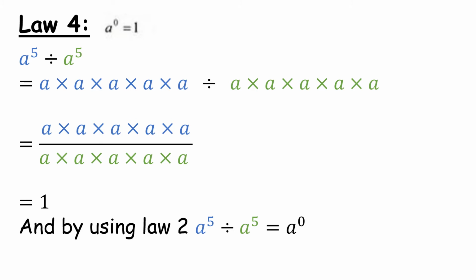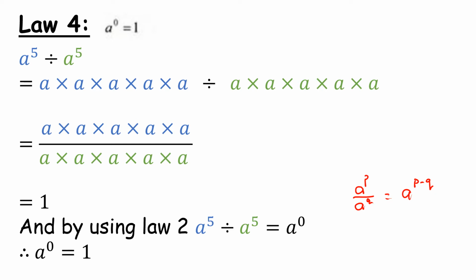So just remember, law 2 was a to the power of p divided by a to the power of q is equal to a to the power of p minus q. So to divide, we would subtract our powers. So what we're seeing here is, by using what we already know about division, any number divided by itself is 1, and then by using our laws of indices, and specifically law 2, we get a to the power of 0, we can then conclude, therefore, a to the power of 0 equals 1.